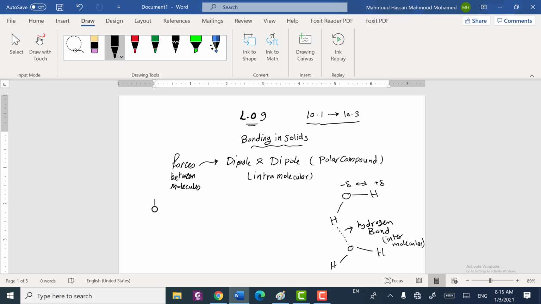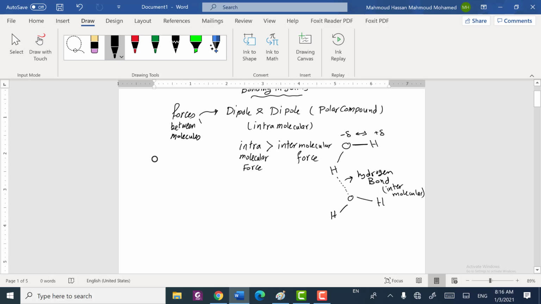The difference between intra and intermolecular forces: the intramolecular force is greater than the intermolecular force. So we find that the attraction, a single covalent bond between the oxygen and the hydrogen, is stronger than the hydrogen bond between one water molecule and another water molecule.